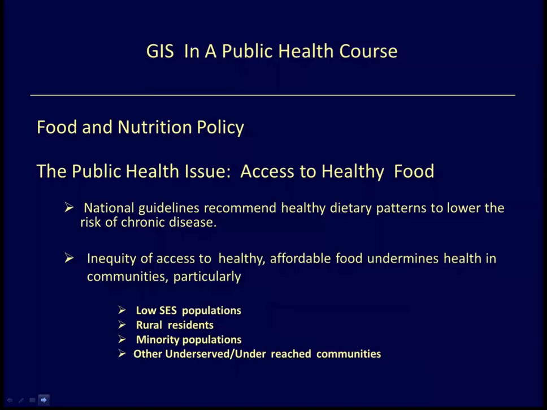And so when we think about public health, we think about equity and access and availability to these foods that we know are associated with healthful living and well-being. And we have data that shows that inequity of access to these food items undermines health in particular communities, and these communities include low SES population groups, persons who live in rural areas, so there are geographic differences in terms of rural and urban, ethnic minority populations, and other underserved and underreached populations.